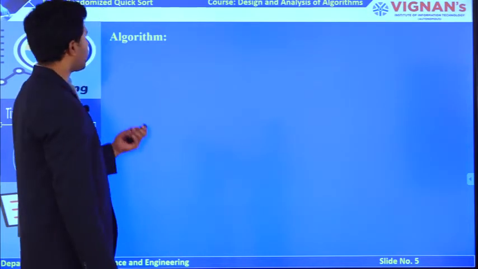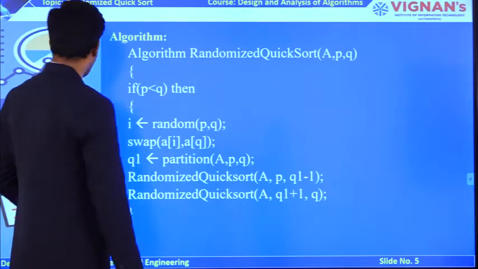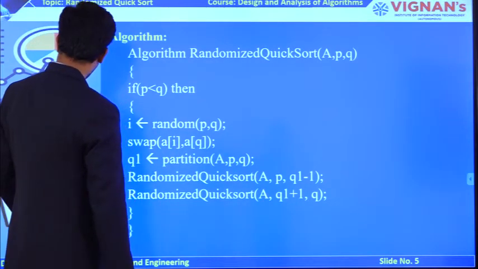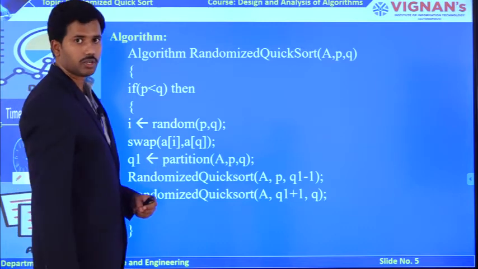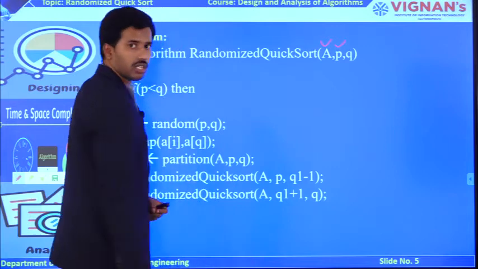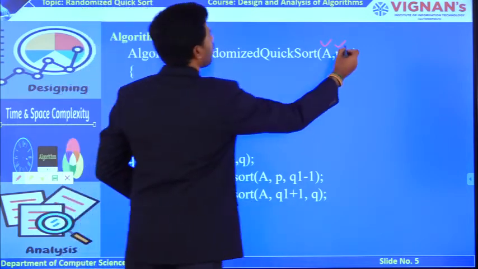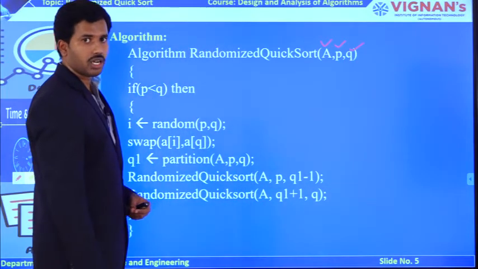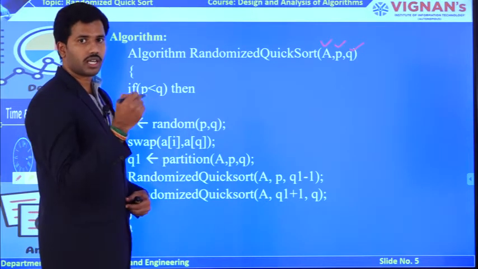So let us discuss the algorithm. Okay, this is my randomized quicksort algorithm. Now how many parameters is it accepting as input? 3 parameters as input. The first parameter is an array. P is pointing to the starting index of your array and q is pointing to the last index of your array. Now your target is to find the random variable.